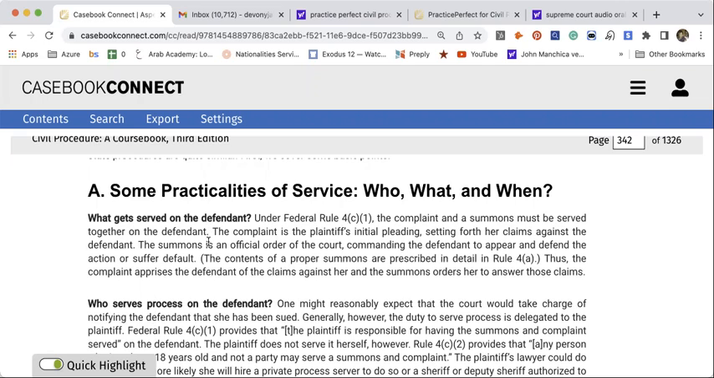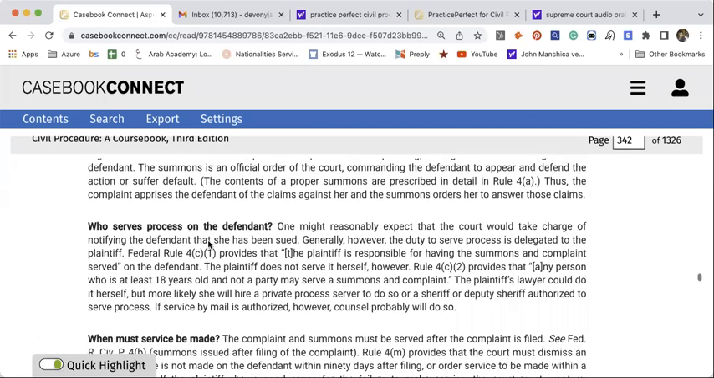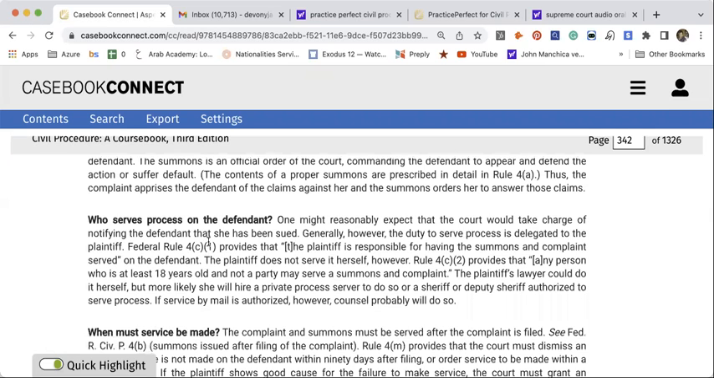Who gets served on the defendant? Under Federal Rule 4(c)(1), the complaint and the summons must be served together on the defendant. The complaint is a plaintiff's initial pleading, setting forth her claims against the defendant. The summons is an official order of the court commanding the defendant to appear and defend the action or suffer default. The contents of a proper summons are prescribed in detail in Rule 4(a). The complaint apprises the defendant of the claims against her, and the summons orders her to answer those claims.